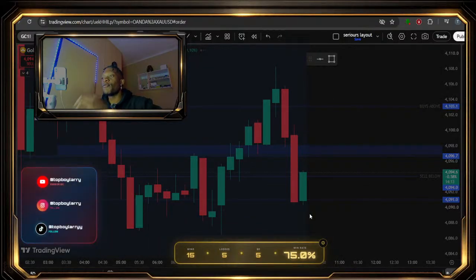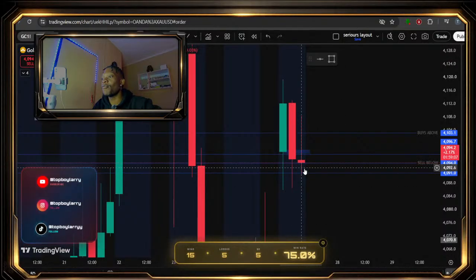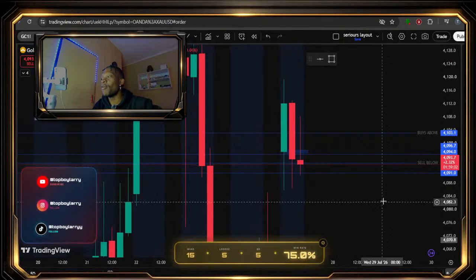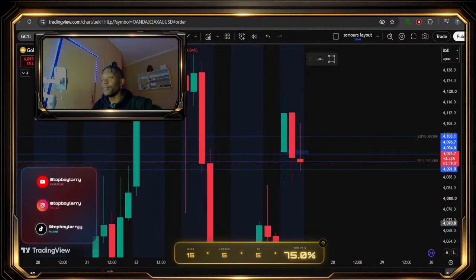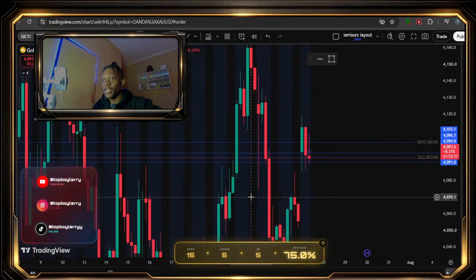Let's see the 4-hour here and see what the 4-hour is doing. Yeah, we flipped bearish here on the 4-hour. But let's not forget the fact that we have a rejection on the 4-hour, right? Let's look left on the 4-hour. Let me just show you the rejection I'm talking about.